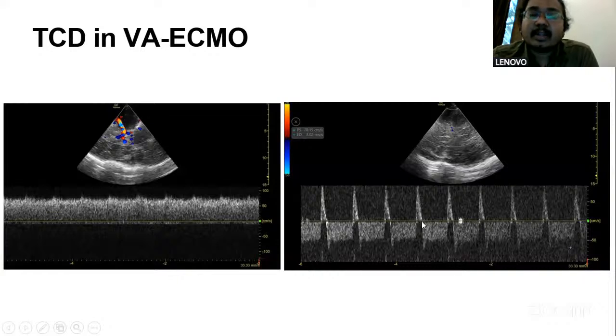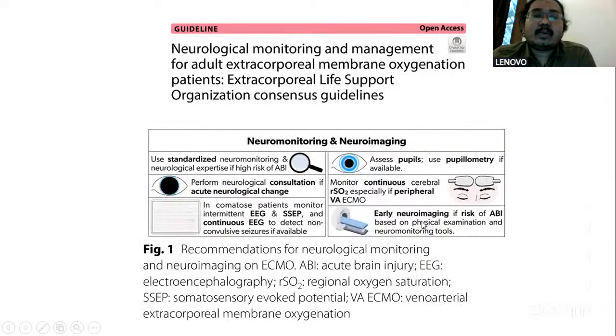a raised ICP. So what I would like to convey is that VA-ECMO and VV-ECMO extracorporeal supports are associated with neurological problems. Although the ELSO guidelines say you can use continuous cerebral oxygenation, pupillometry or EEG, there is no recommendation for transcranial Doppler, but transcranial Doppler can be adopted in practice and we can see whether there are any complications or not.